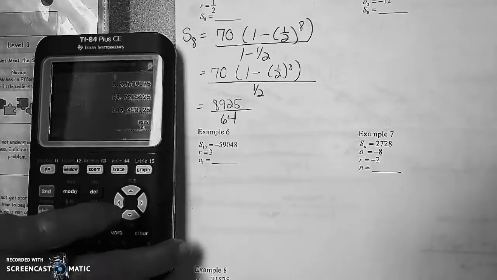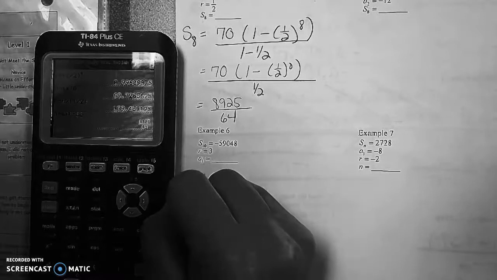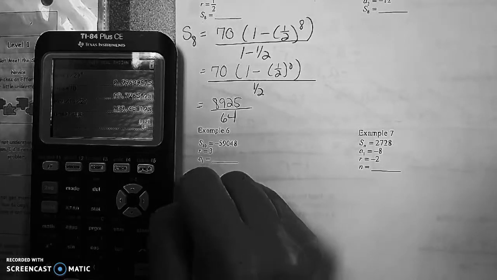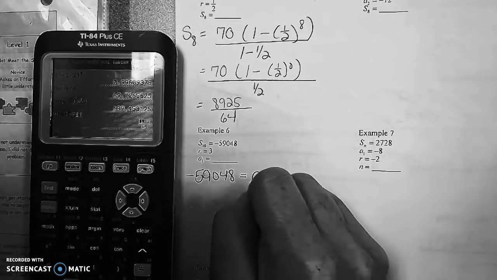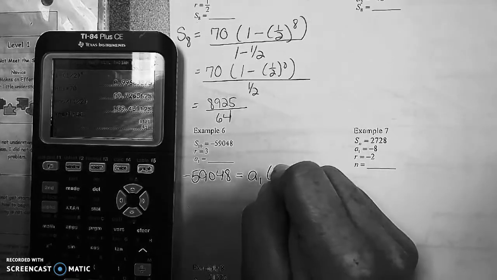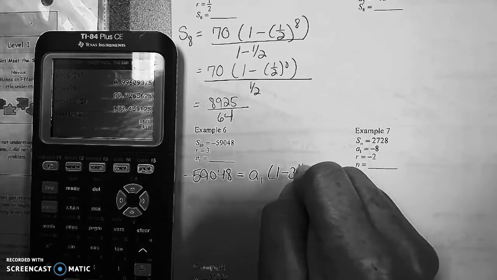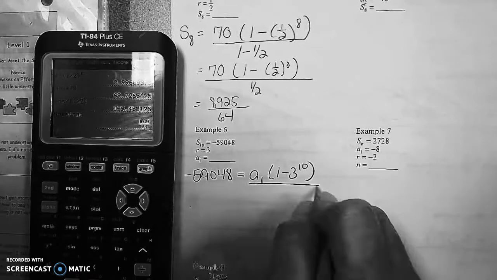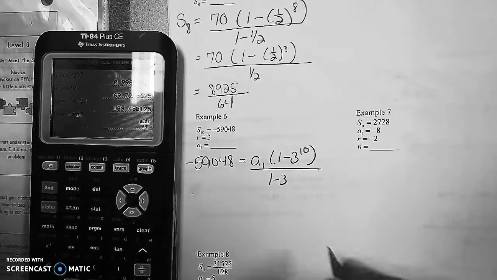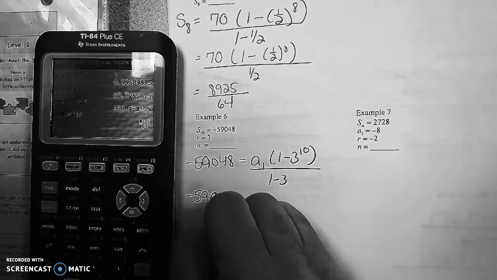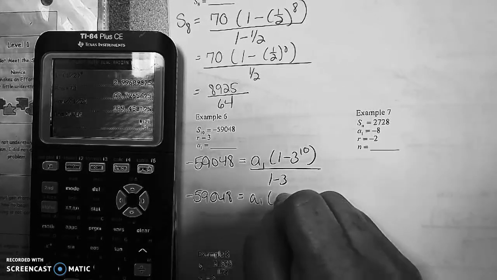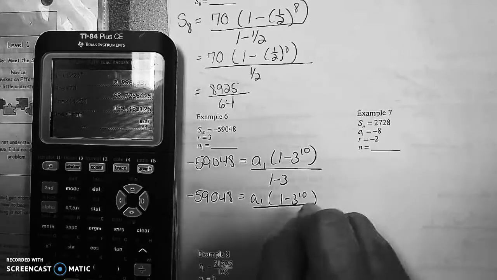Okay, we'll do example 6. So this time I know the sum. I don't know A1, that's what I'm trying to find. I know I'll have 1 minus, I know R, and I actually know N, look carefully, over 1 minus R. So negative 59,048 equals A1, 1 minus 3 to the 10th over negative 2.